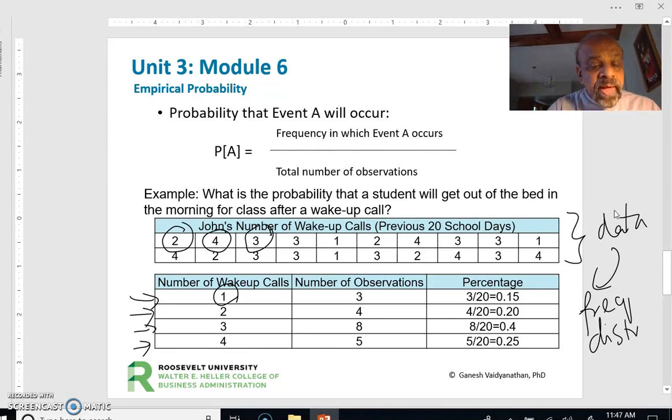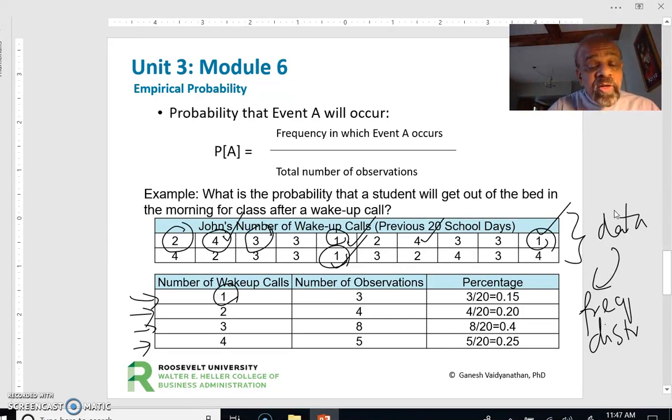Now I can say that the number of days John needs 1 wake-up call is here, here, and here. So he did it 3 times. So 3 times out of these 20 days, all he needed was 1 wake-up call. Maybe he didn't party that much. That was the reason. Whereas on certain days, he needed 4 wake-up calls. For instance, the second day he needed 4 wake-up calls, and on this day too. He was partying a lot on those days maybe.